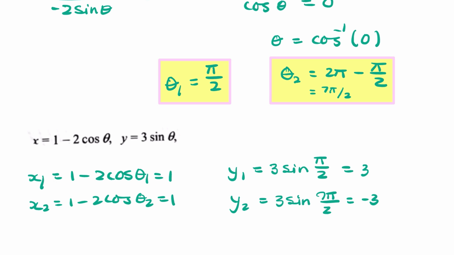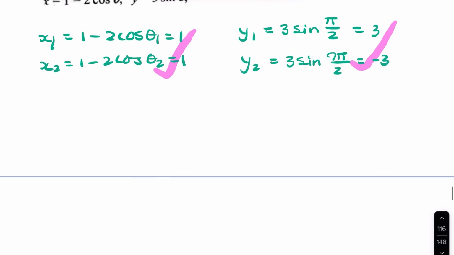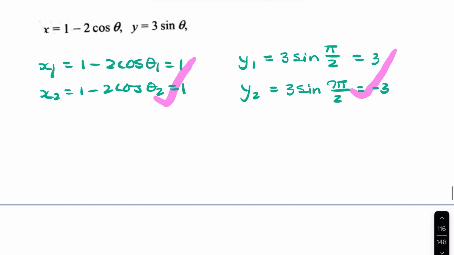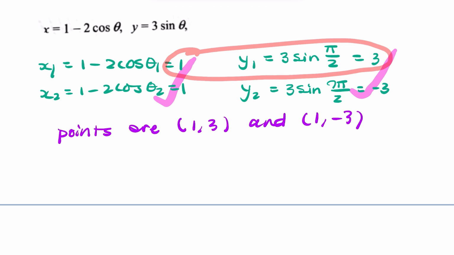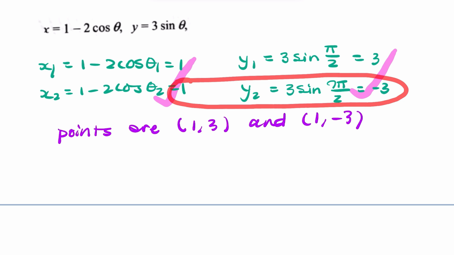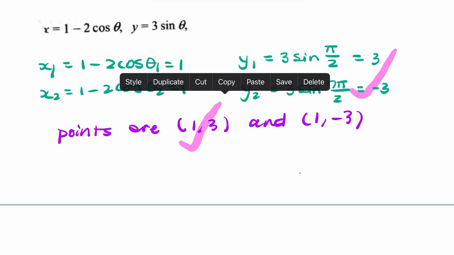So now we've found the coordinates x1, y1, x2, y2. We can write it out properly and say the points are 1, 3 and 1, negative 3. So x1 with y1 and x2 with y2. So these are the actual answers.